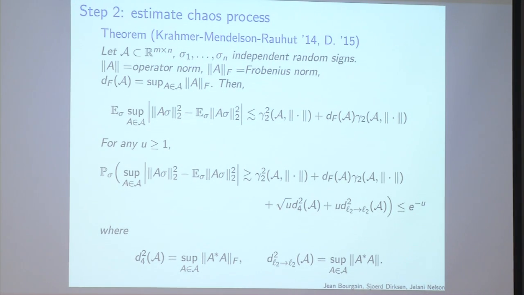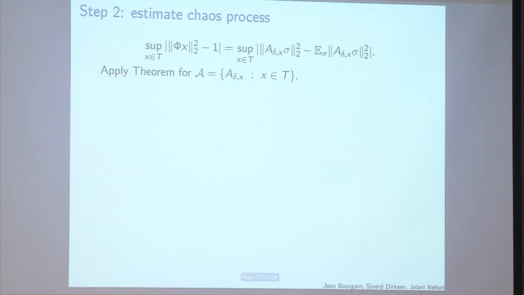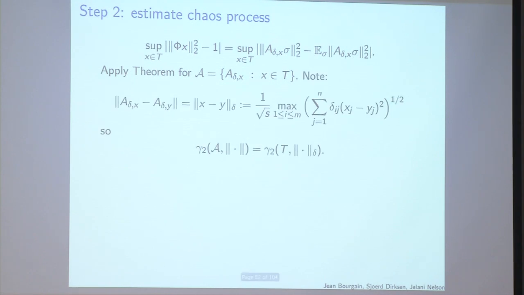Okay, so now let's first see how to use this. So I started with a restricted isometry constant of this sparse Gaussian transform. I rewrote it as the sup over degree 2 polynomials in a large vector of random signs. And now we can apply this theorem for the following set of matrices. These matrices A_{δ,x}, which are these block diagonal matrices. Okay, and then the parameters we have to compute, remember, is first of all the gamma 2 functional in the operator norm of this set of matrices and the radius in the Frobenius norm.